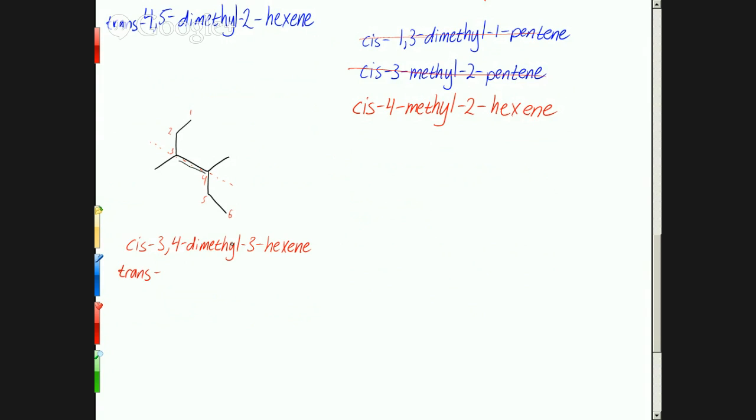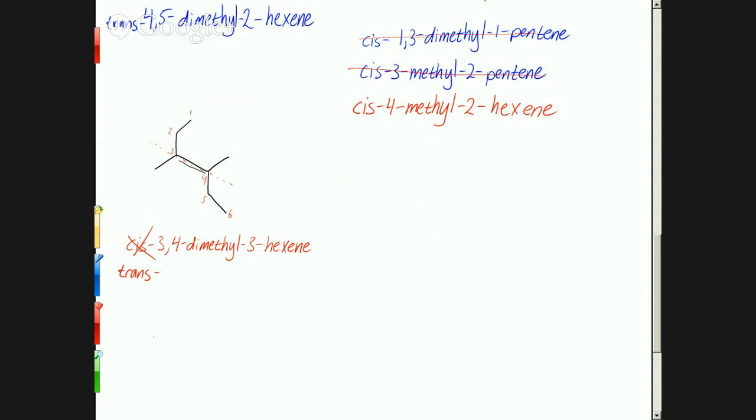We draw the line through there, and we look at the groups on each carbon that are the same. In this case, we can either look at the methyls or the ethyls. And are they on the same side of the line or the opposite side of the line? Opposite. So that means trans is the better name here. Trans 3,4-dimethyl 3.